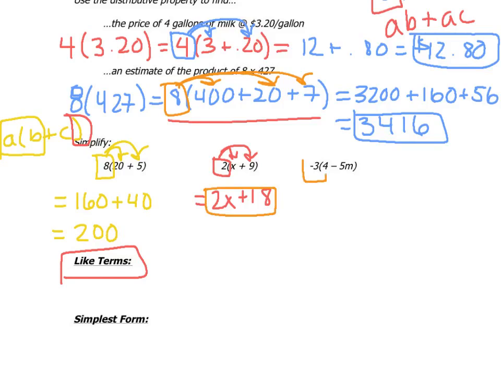So same thing with the last one. You have negative 3 times 4 and negative 3 times negative 5m. Don't forget about the negatives. So negative 3 times 4 is negative 12, and negative 3 times negative 5m is positive 15m. Same thing as the last one. The 15m does not go with the negative 12 to get you 3m because they are not like terms. Okay? So that concludes this video.